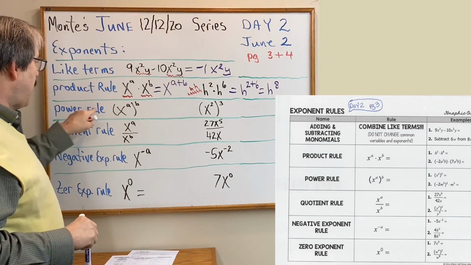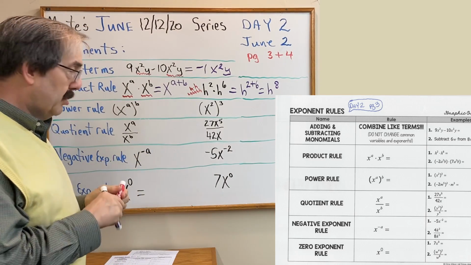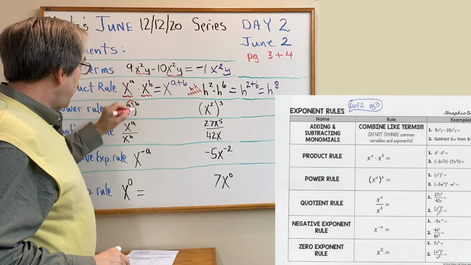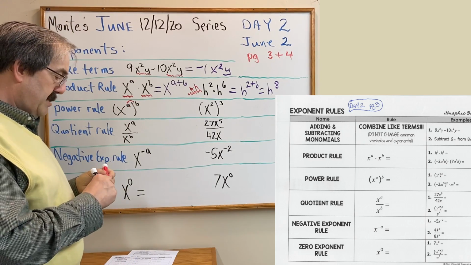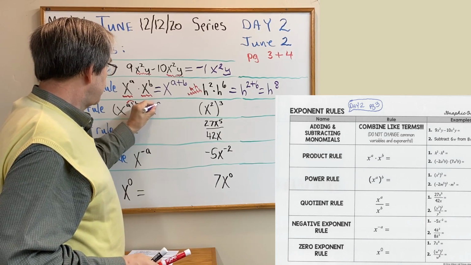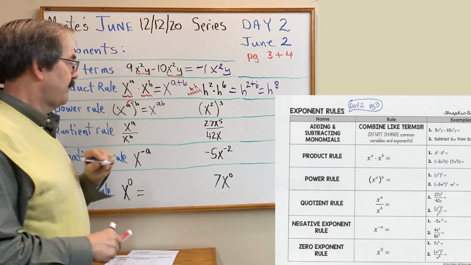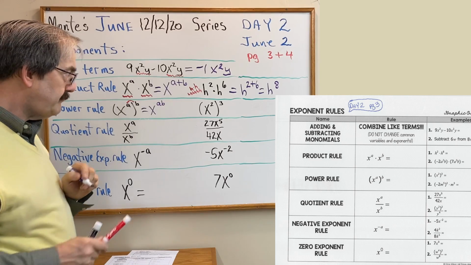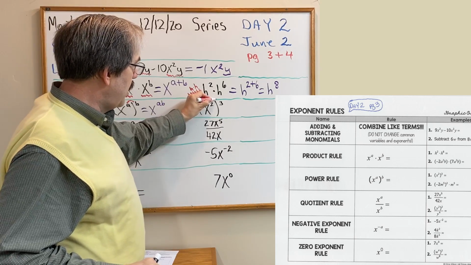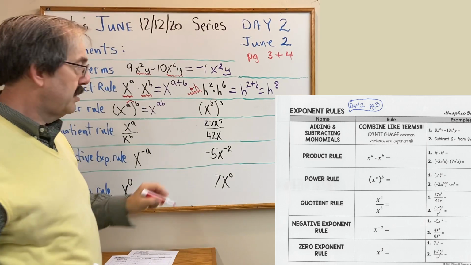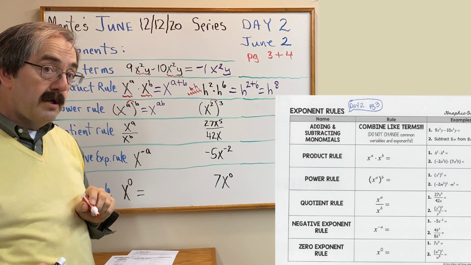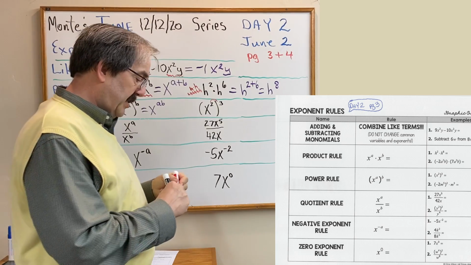Okay, power rule. Power rule, that's where you multiply a times b. Okay, so it's just x to the ab. Make sure you write that out. So the actual answer to x squared cubed, x squared cubed, is x6.